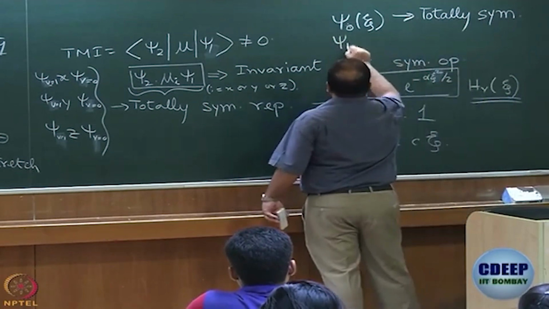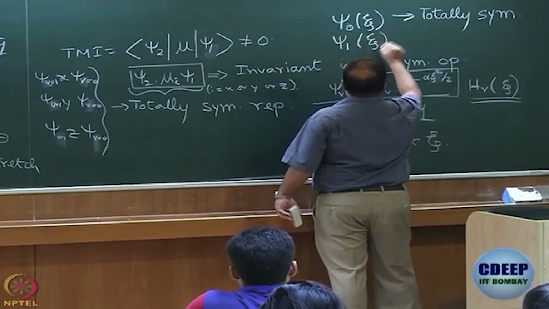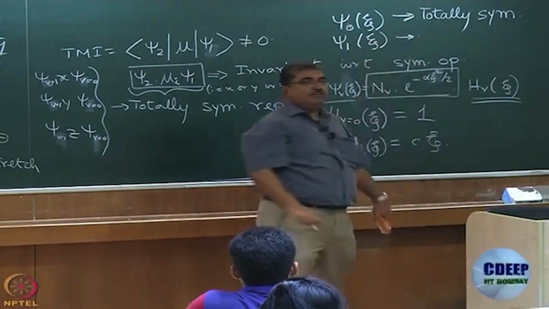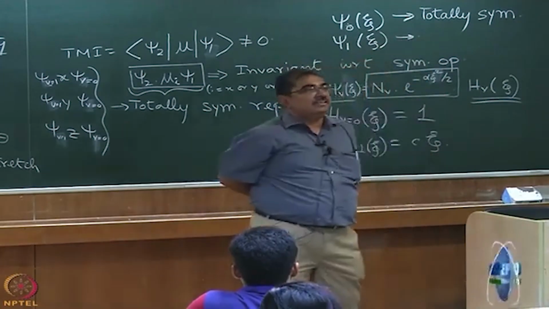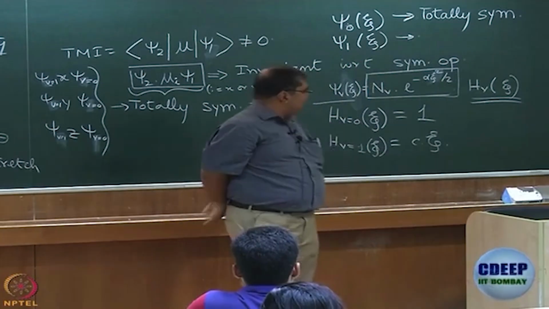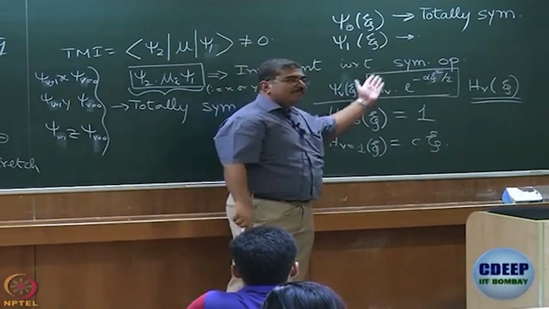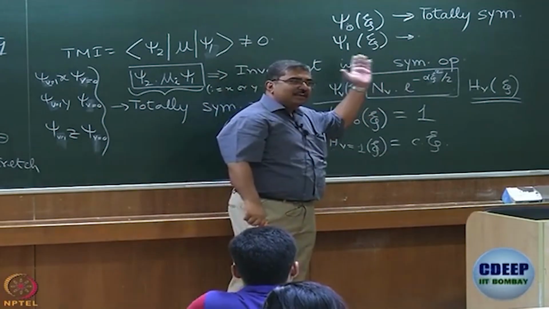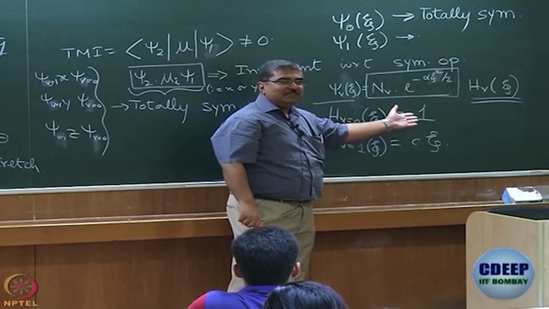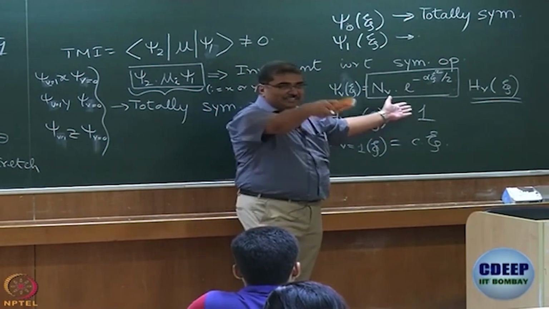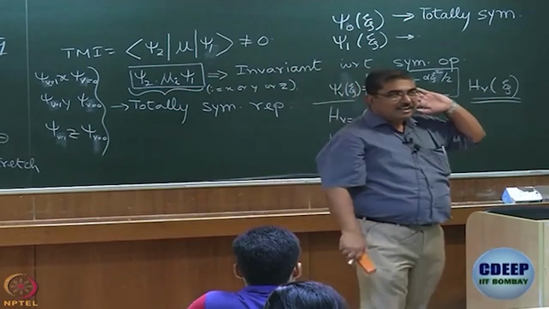What about psi 1 xi? What is the symmetry of the v equal to 1 wave function? The v equal to 1 wave function is a totally symmetric part multiplied by xi. So, what is the symmetry of psi 1? Yeah, antisymmetric.